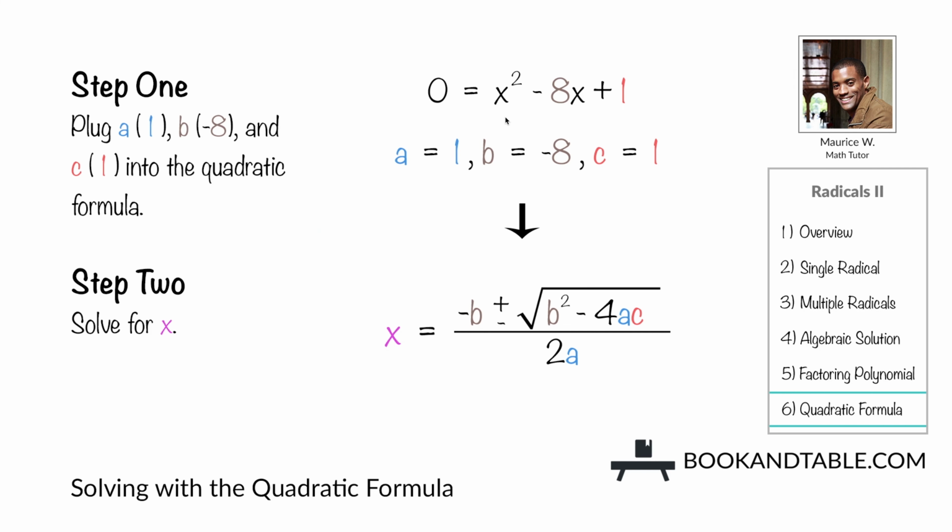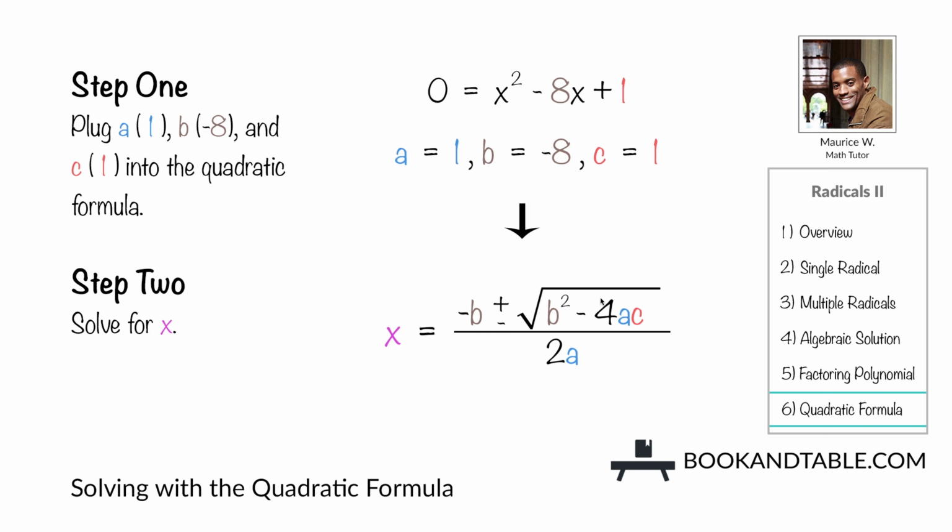So back to the polynomial we had a second ago. 0 is equal to x squared minus 8x plus 1. a is the coefficient of x squared. When there's nothing there, it's 1. 1 times x squared is x squared. So when it's not shown, the coefficient is 1. b is the coefficient of x, so it's -8. And c is +1. So we plug each of these into their respective places in the quadratic formula.